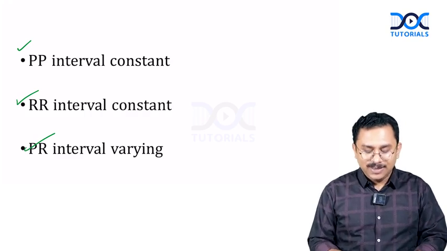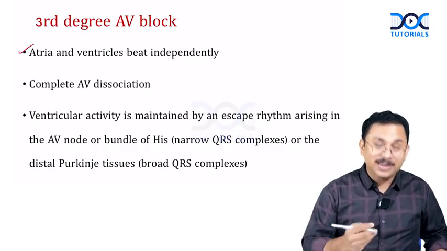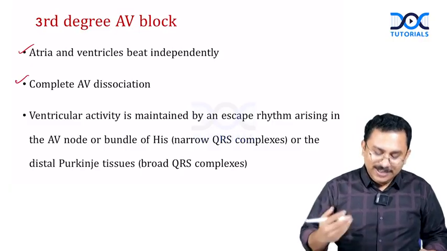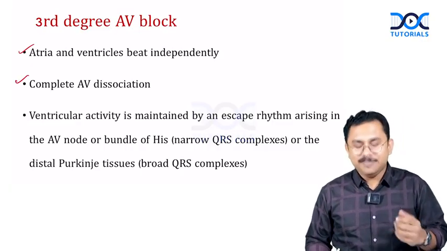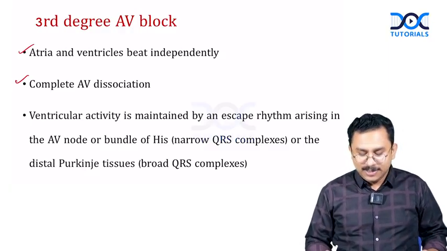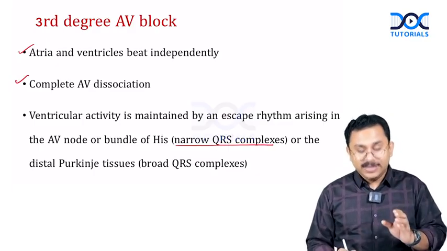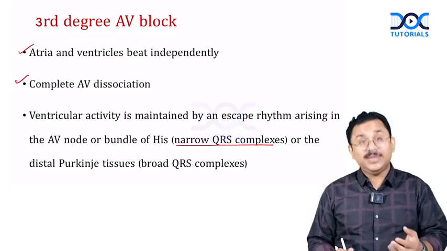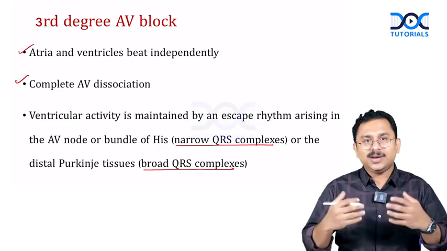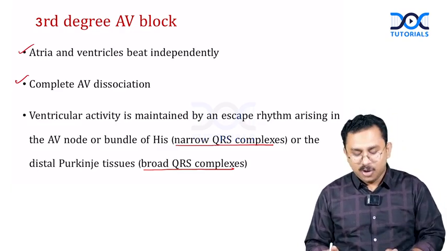This happens in a third degree AV block, where the atria and ventricles beat independently. There is a complete AV dissociation. The ventricular activity is maintained by an escape rhythm arising in the AV node or bundle of His. In that case, you would have a narrow QRS complex. But if the escape rhythm originates from the distal Purkinje fibers, it would have a broad QRS. So in a third degree AV block, depending on the site of the escape rhythm, you can have a narrow or a broad QRS complex.